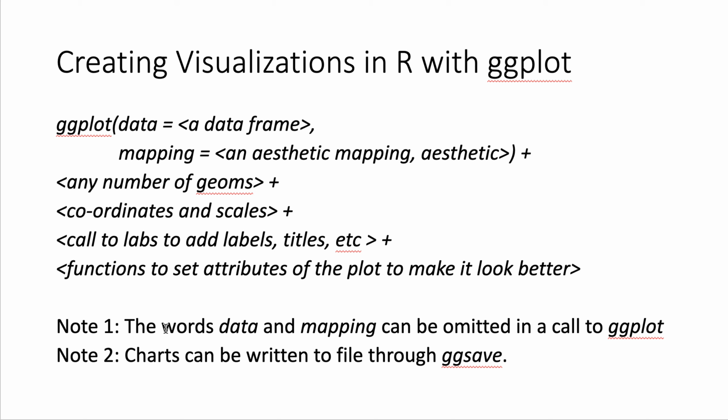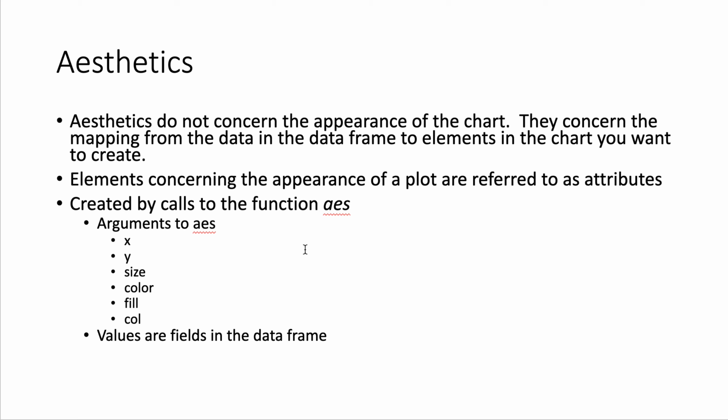ggplot takes two arguments, a data frame and an aesthetic, and if you want, you can use keywords in the call to ggplot, but you don't have to do that, so you can just have a data frame and an aesthetic. It's important to realize that the aesthetic does not concern the appearance of the chart. It concerns the mapping from the data in the data frame to elements in the chart you want to create. Elements that concern the appearance of a chart are referred to as attributes, and we'll talk about that a little later on.